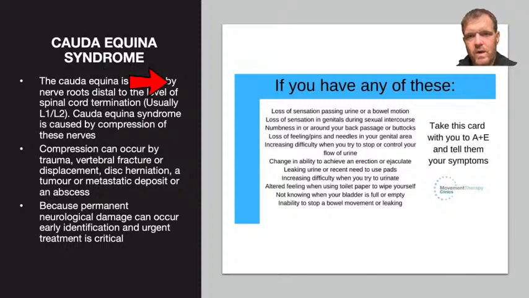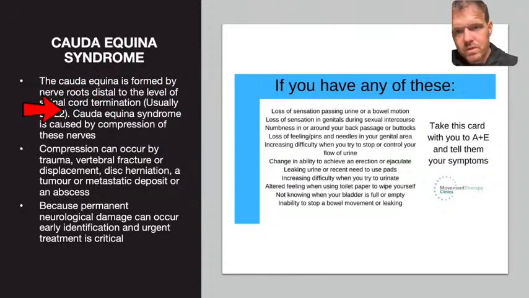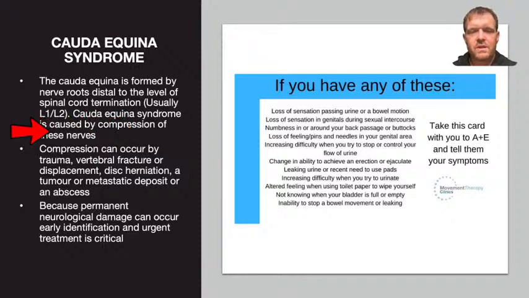So the cauda equina is formed by the nerve roots distal to the level of the spinal cord, so usually L1, L2 that we were talking about, and cauda equina syndrome is caused by compression of those nerves. So all of that horse's tail area, there may be something going on from L1, L2 and below that is causing a compression of the nerves.